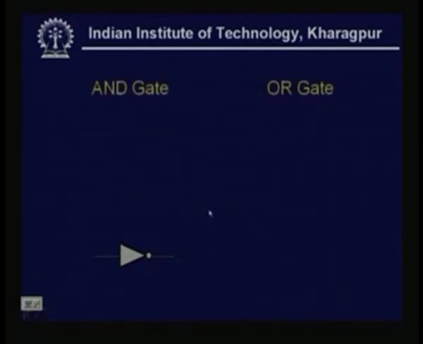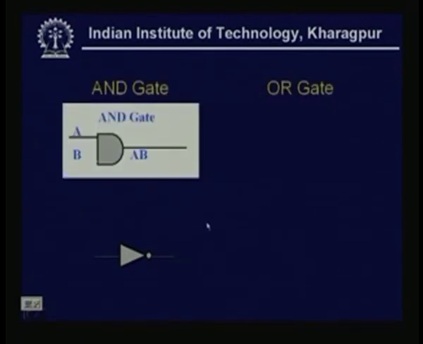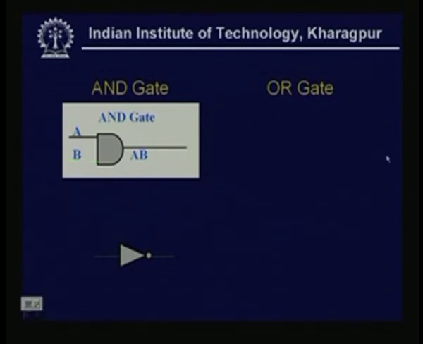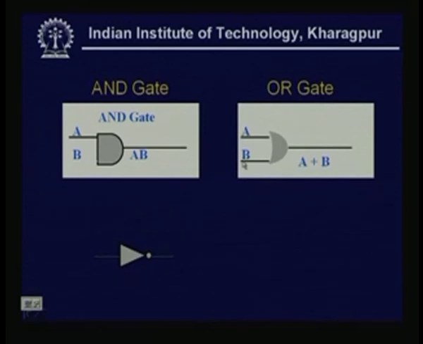Now, we see the AND gate and OR gate. Again, these are the same, with another input B, and this is my OR gate. So, mainly these three things we will be discussing.